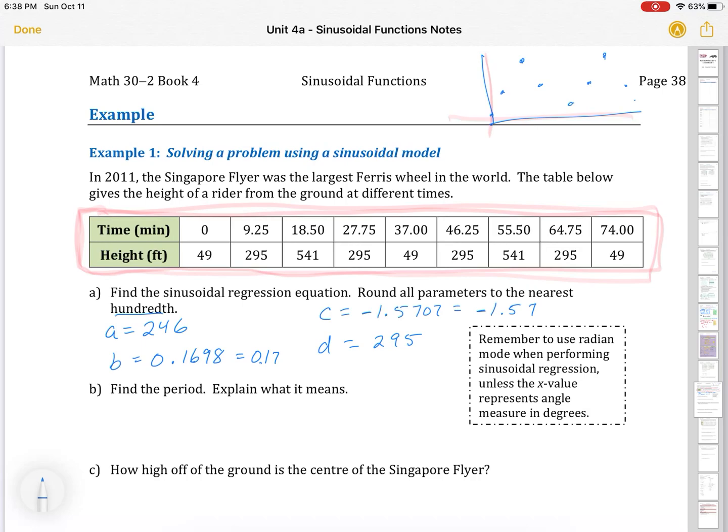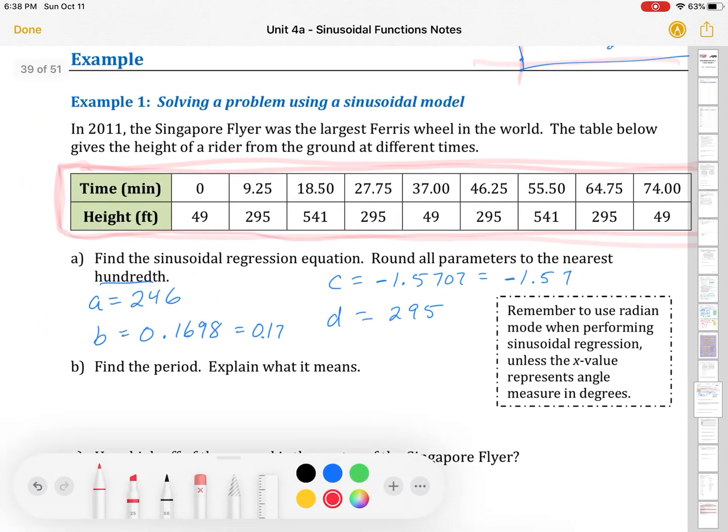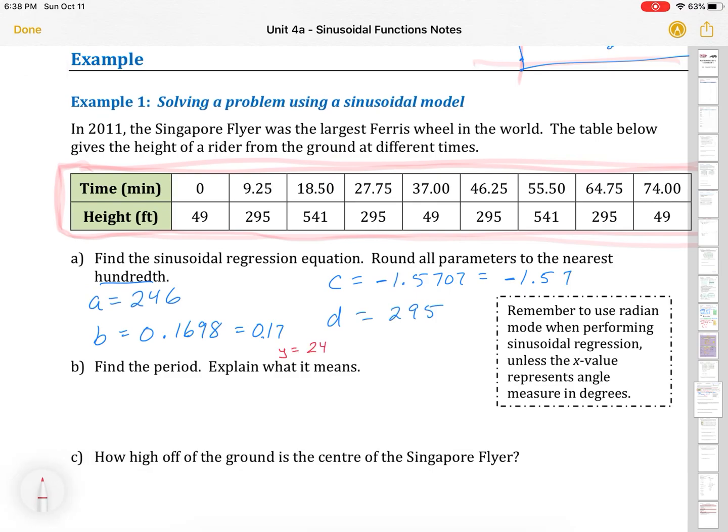From that, you can use VARS, Y-VARS, 5, arrow to put it into your y equals, and then graph and see what that looks like. You're going to want to do that because it's going to help you answer the rest of the questions. But you use those to write your equation. So our equation from these would be y equals 246 for A, sine of (0.17x minus 1.57), which is our C, plus 295. That is our regression equation.